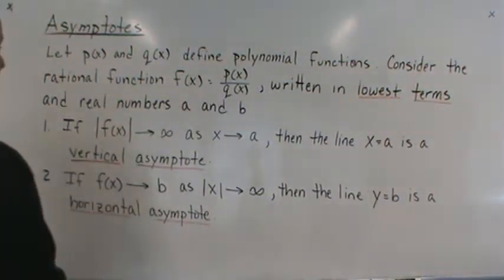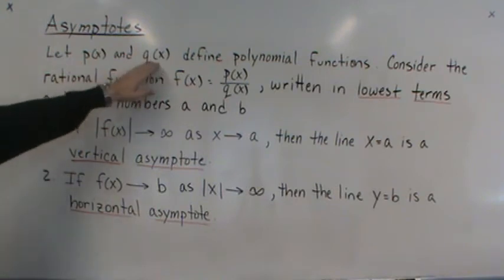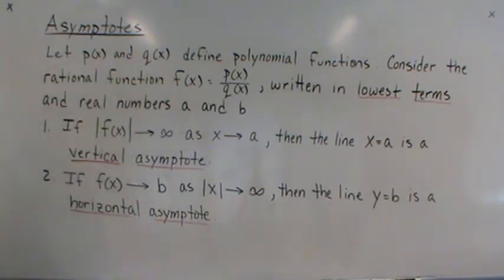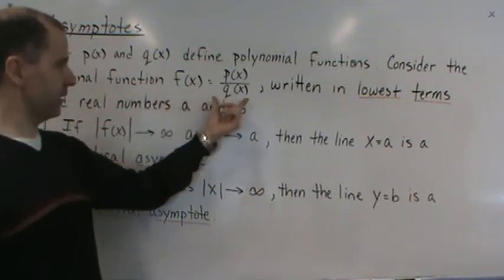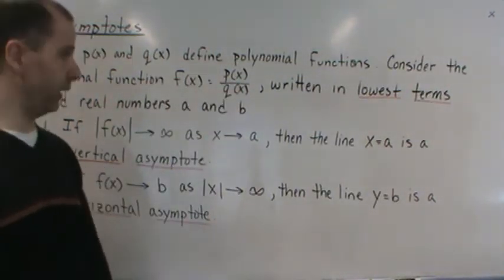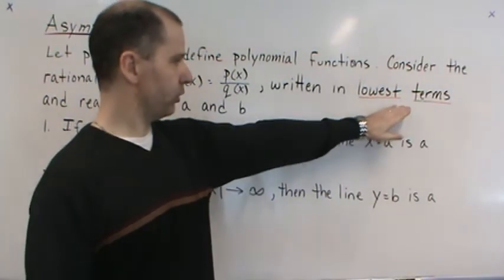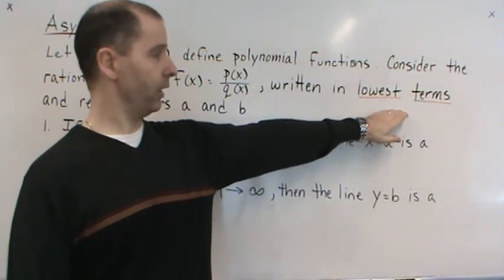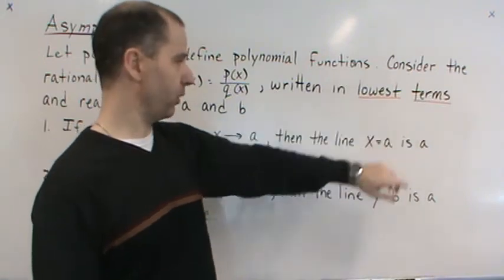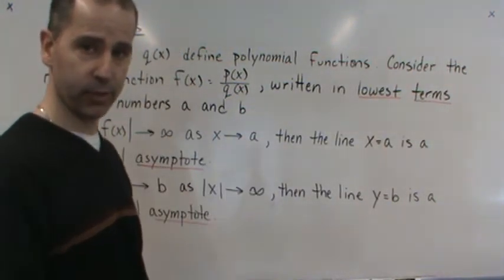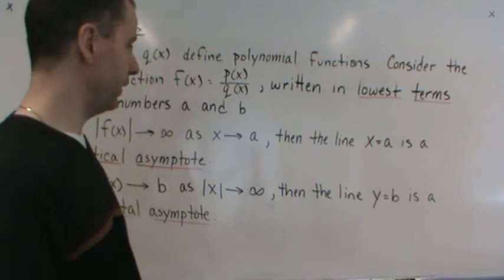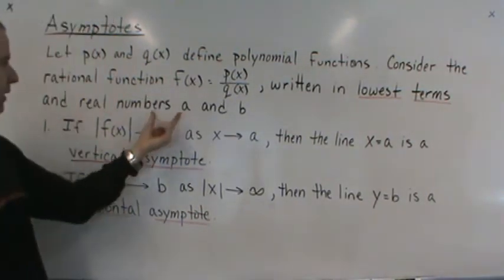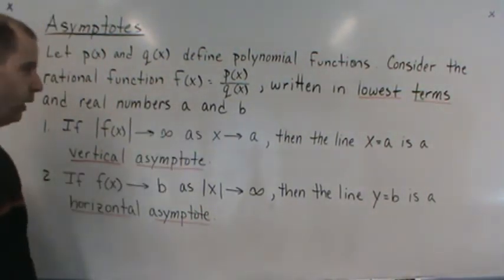In this case, we're going to let P and Q be polynomial functions, and then consider the rational function f of x being P of x over Q of x. We're also going to assume that these are written in lowest terms. That's a must. We want these written in lowest terms, which means no common factors in the numerator and denominator. We're also going to look at real numbers a and b.